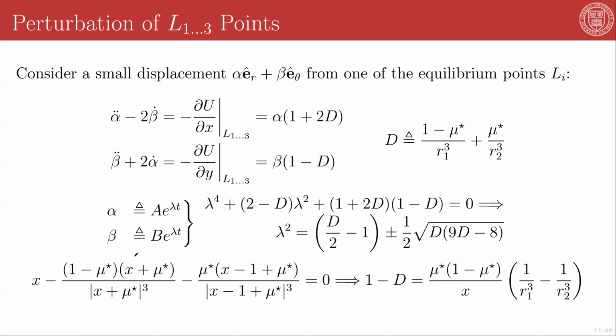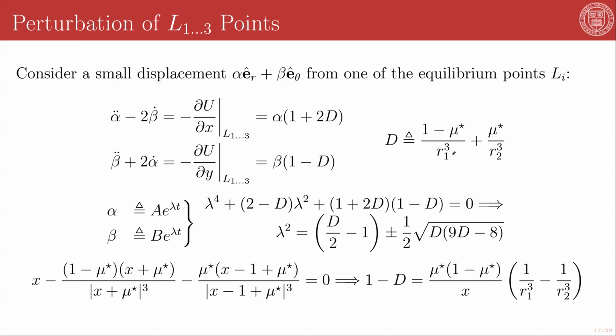We assume the exact same forms of the solutions, and we once again get a 4th order polynomial in lambda. And our result in this case is lambda squared is equal to 2d minus 1 plus or minus 1/2 the square root of d times the quantity 9d minus 8. And here we run into an issue, because once again, using the exact same reasoning, to ensure stability of these points, we need lambda squared to be strictly real, and therefore we require the contents of this square root to be positive.